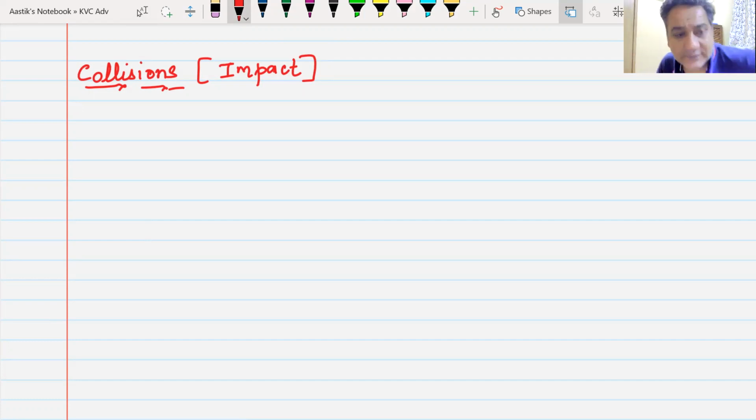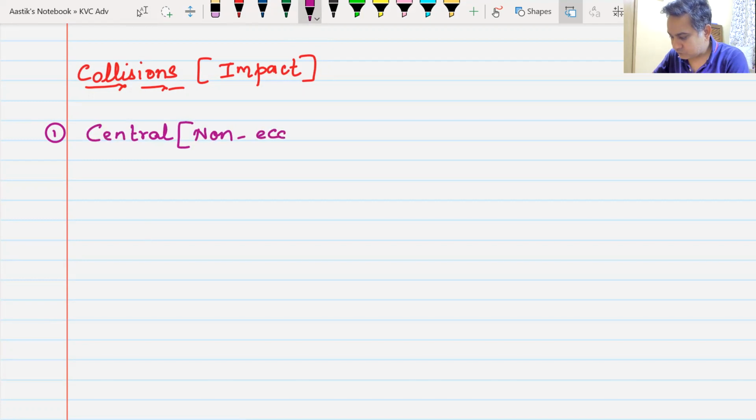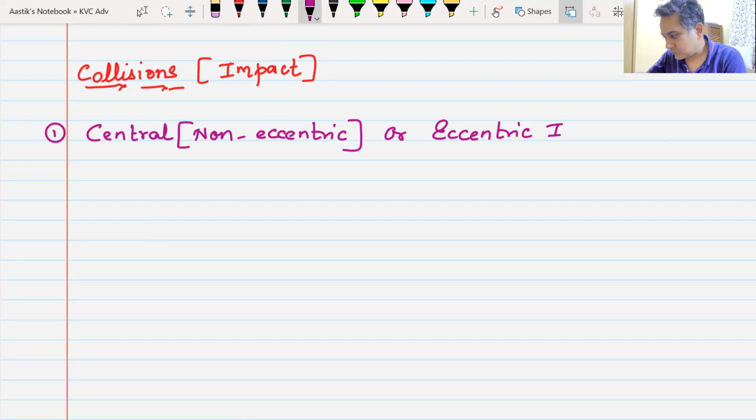Now I can classify this impact between two bodies into various categories. The first type of basis on which I can classify this impact is central. We can also call it non-eccentric. Or eccentric impact. Have you heard these terms? No, sir.